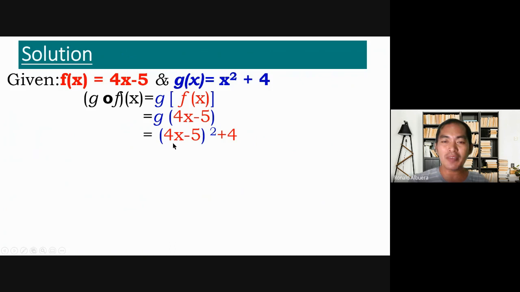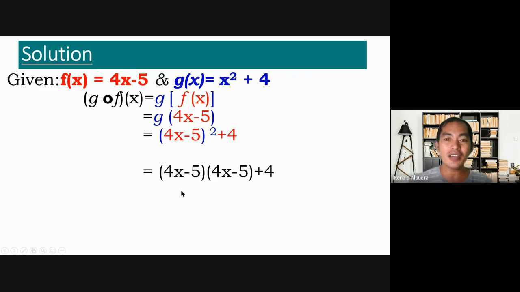Square of a binomial. So in our previous lesson, tinuro ko na kung paano ang shortcut ng squaring binomial. Meaning 4x minus 5 times 4x minus 5. Pagsagot lang nito ay you square the first term. 4x times 4x is 16x squared. 4x times negative 5 times 2. Ang ginagawa ko lang ito, negative 5 times 2 is negative 10 times 4x. Negative 10 times 4x is negative 40x. And then negative 5 times negative 5 is positive 25.